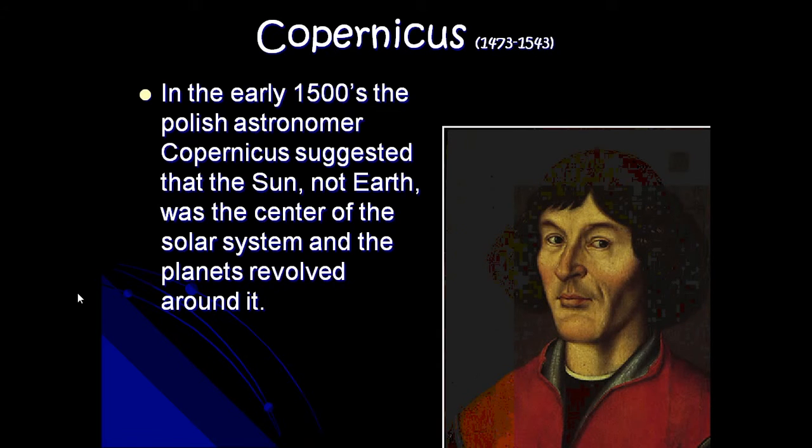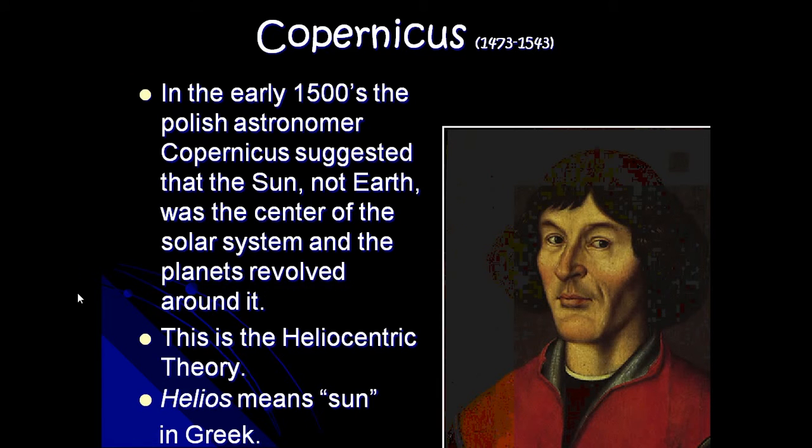Copernicus. In the early 1500s, the Polish astronomer Copernicus suggested that the sun and not the earth was the center of the solar system and the planets revolved around it. This is the heliocentric theory. So remember, Ptolemy and Aristotle were responsible for this belief that there was a geocentric model, whereas in the early 1500s, which is 1,500 years later, Copernicus proposed that the heliocentric theory model was the way that the solar system was set up. Helios again means sun in Greek.